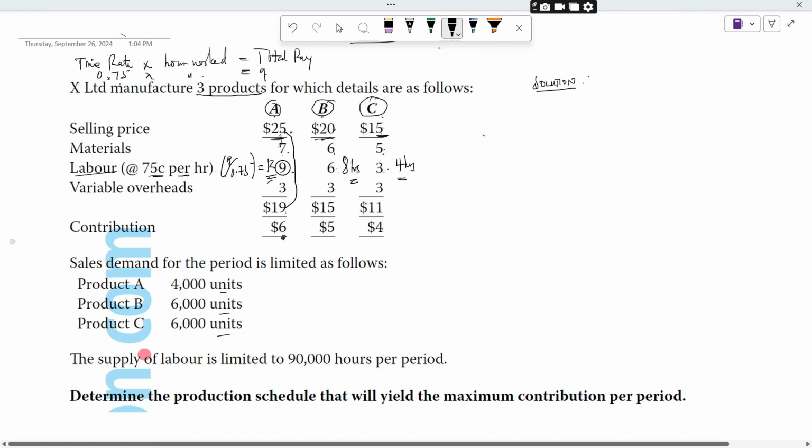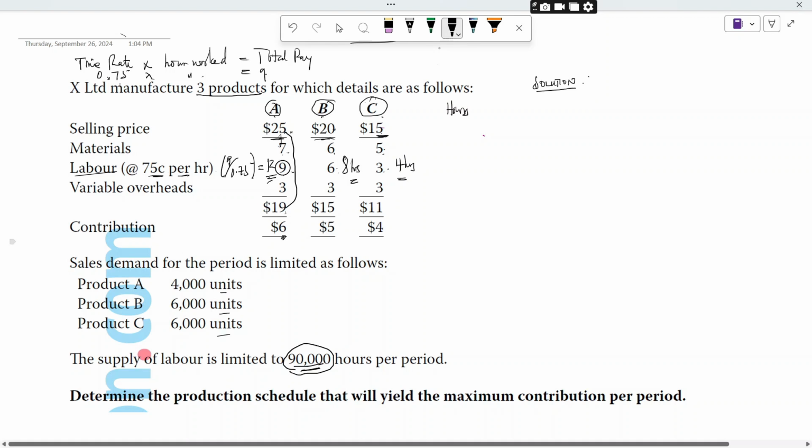The supply of labor is limited to 9,000 hours per period. Okay. Now, this question has been so clear about how many hours the company is constrained. That is the limiting factor. And so, we do not need to go and find the limiting factor again. It has been stated in the question. Officially we don't need to verify that it was limited, but we want to do it.